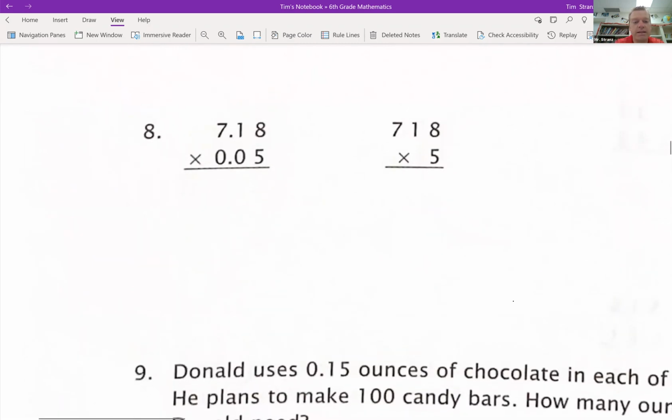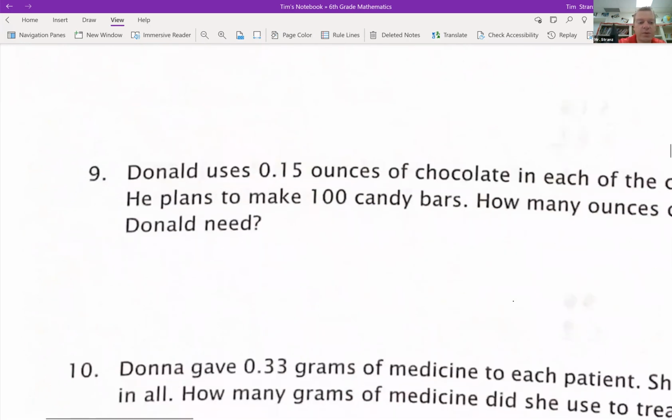All right, number 8. 5 times 8 is 40. That'd be 5, 9, and then 35. I'm going to have, again, 4 decimal places, 1, 2, 3, 4. So I need to move it over 4 spots. Okay, now we're going to get into some word problems.